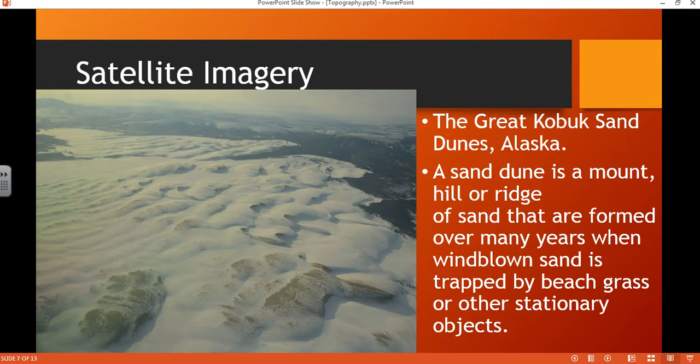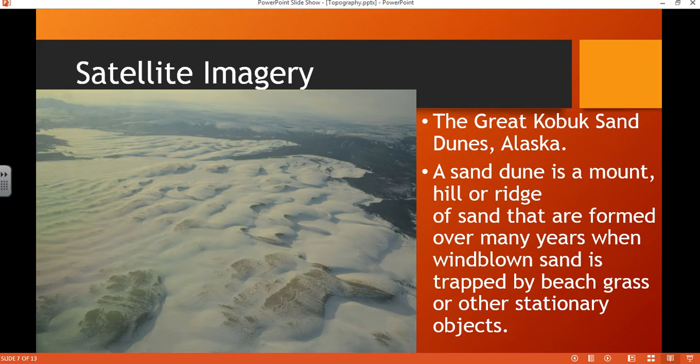Now, a sand dune is a mound or hill or ridge of sand that forms over many years when the wind blows sand and that sand gets trapped by a stationary object, like a change in the elevation of the ground or something like beach grass.